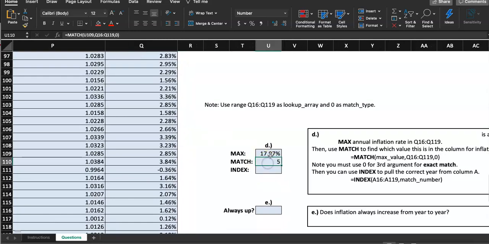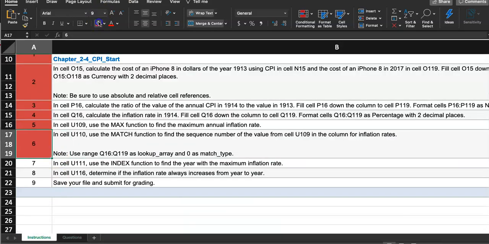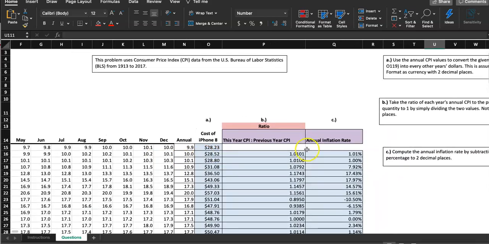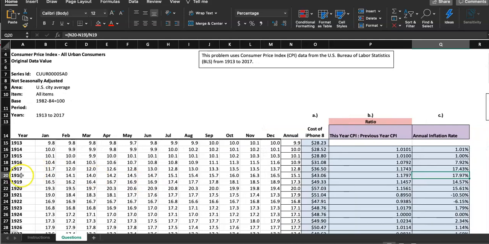We found where that is, but what if I want to talk about what year that is? I can move to the left side of the table and simply read it, but we can also use the INDEX function. All right, let me mark step number 6 as done. Now, step number 7, in cell U111, use the INDEX function to find the year with the maximum inflation rate. I mean, we already know the answer, right? It's the 5th year from 1913, I think. 1, 2, 3, 4, 5. So that year will be 1918.